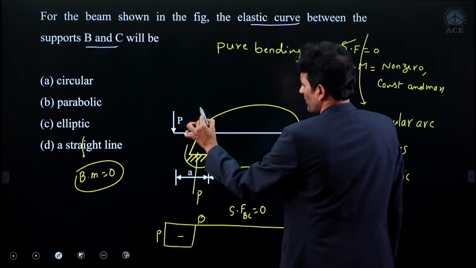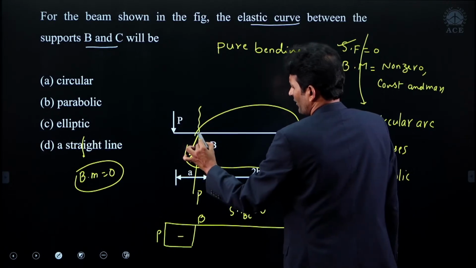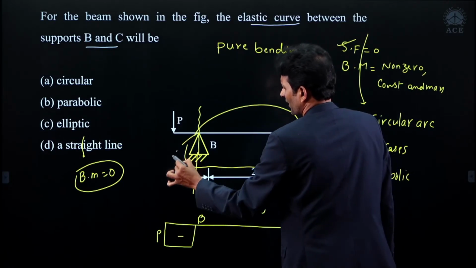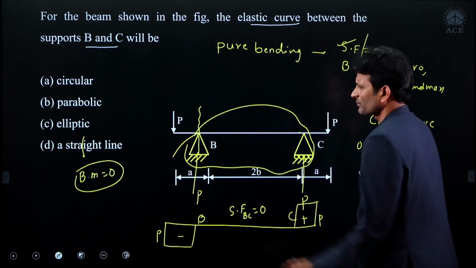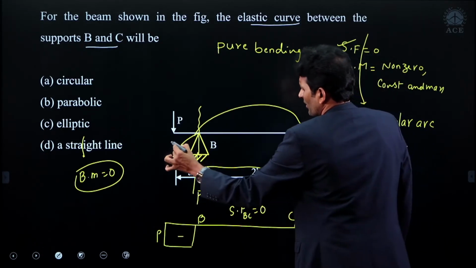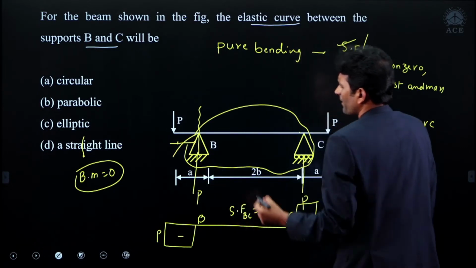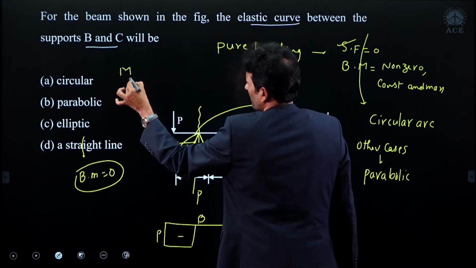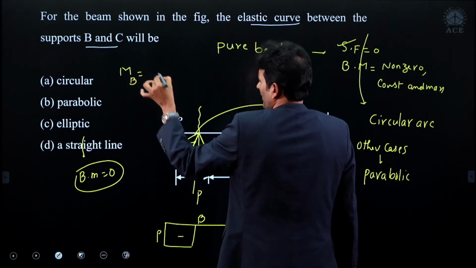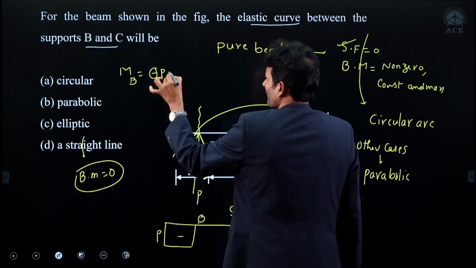What about the bending moment? Try to find out the bending moment at B. Now, how does it bend? It can bend something like this, my dear friend. See this, this distance is given as A. Bending moment at B, if you take, here I am writing, it is minus P into A.